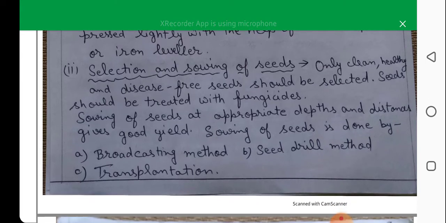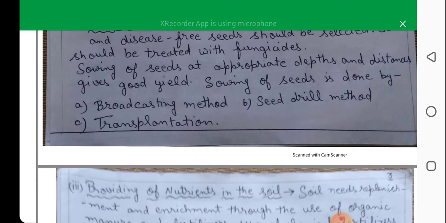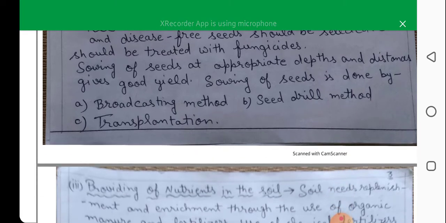The second one, selection and sowing of the seeds. Only clean, healthy and disease-free seeds should be selected, and the seeds should be treated with fungicides before sowing. Sowing of seeds at an appropriate depth and distance gives a good yield. Sowing of the seeds is done by different methods. Some are the broadcasting method, second one is the seed drill method, and the third one is transplantation.